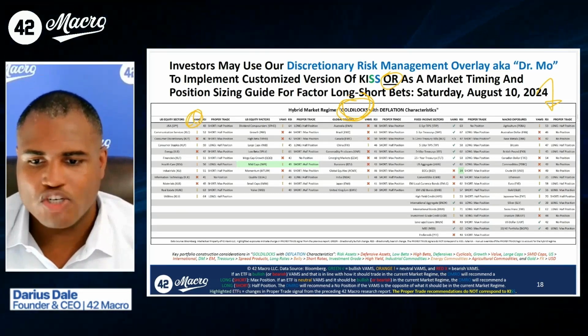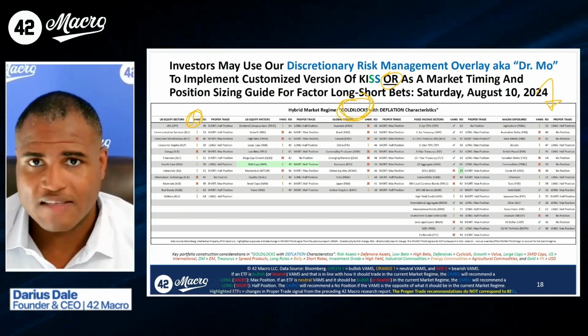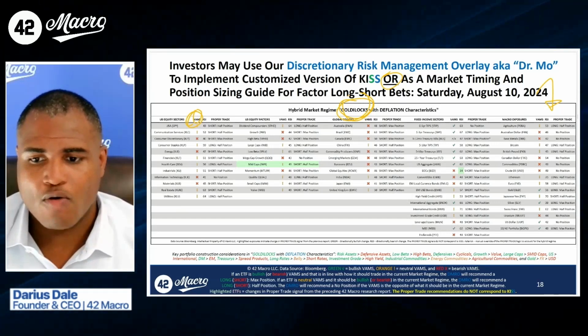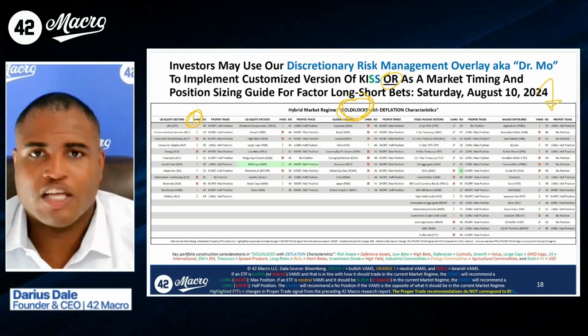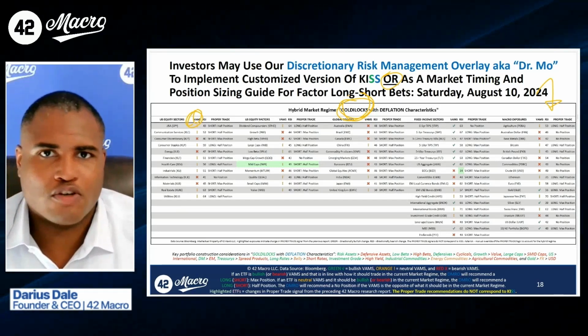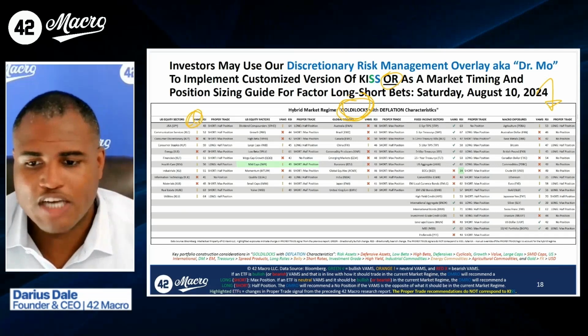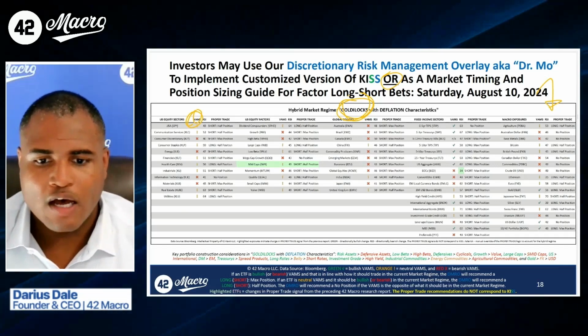So again, all the information you need to customize KISS from that 60, 30, 10 SPY, AG, Bitcoin formula into something that's more suitable for your risk preferences or your tolerance or your strategic investment objectives. You certainly can do that using this table.